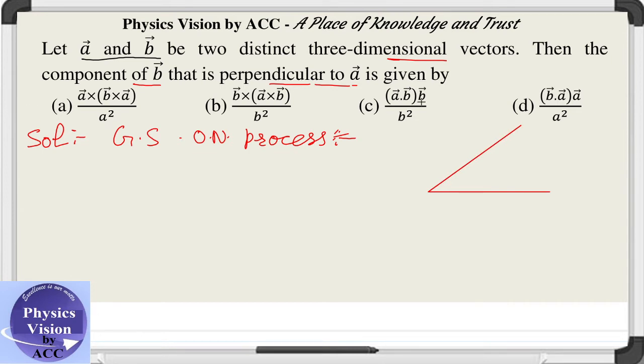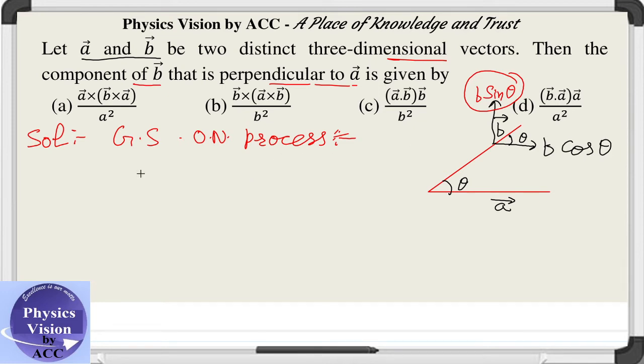So if we need to calculate the vector component of B in the direction of A, this will be this one, and if theta is the angle between them, then this component is B cos theta, given by the dot product, and this is the perpendicular component of B, which is B sin theta. We need to write it down in the given form, as in the options.